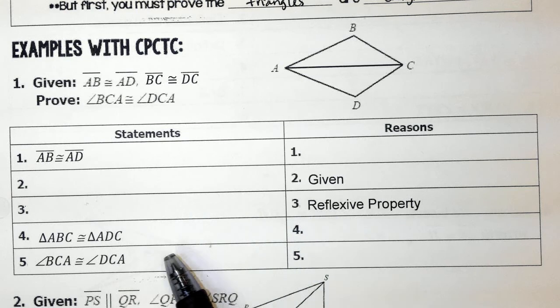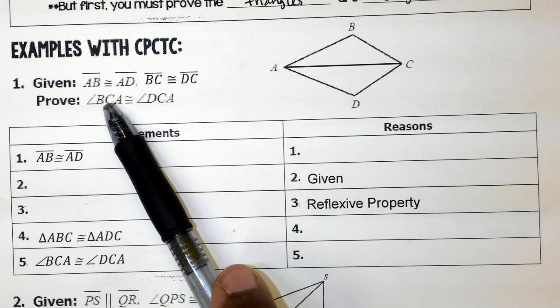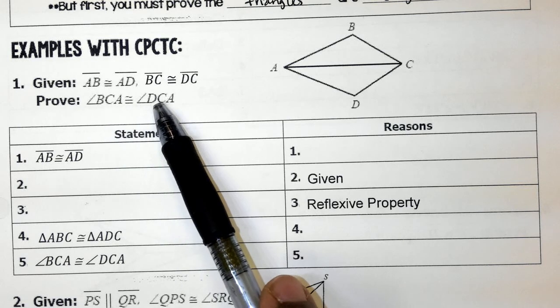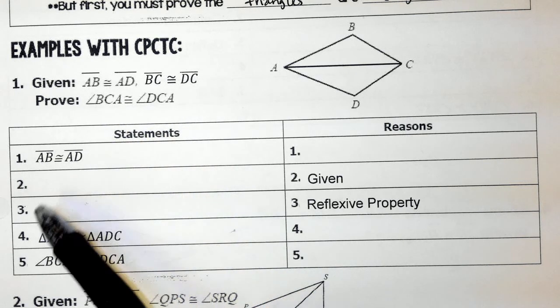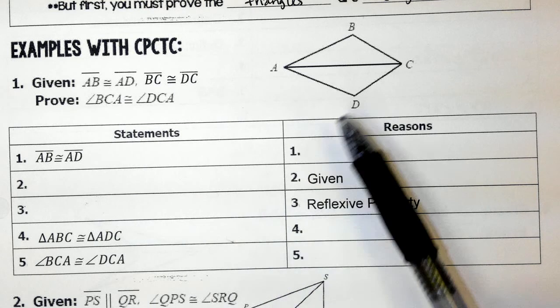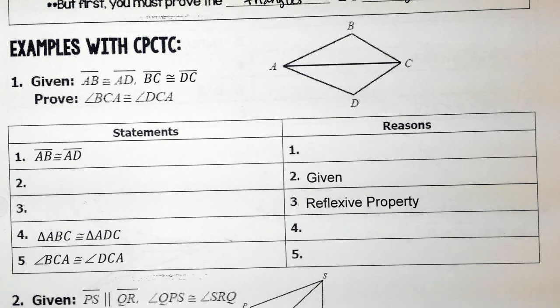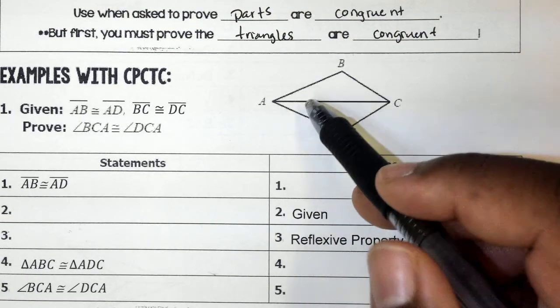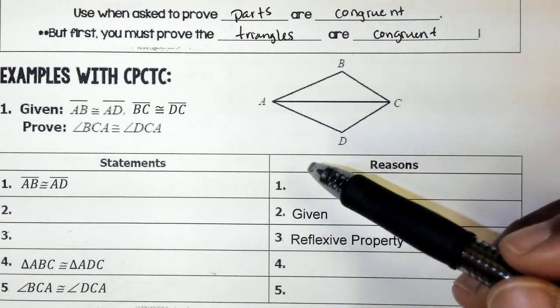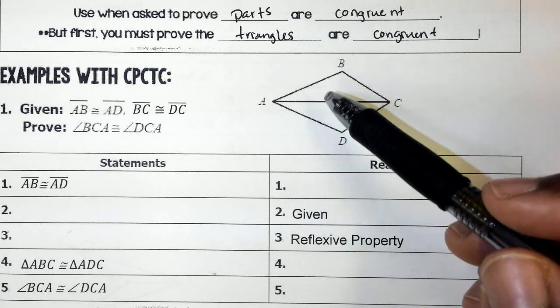But after that, once we prove the triangles congruent, we need to take the step further. They want us to prove that BCA is congruent to DCA, those two angles. If we prove the two triangles congruent, then any corresponding parts on this triangle could be congruent to each other. For example, once I prove the triangles congruent by some kind of theorem or postulate, then I can say anything else. I can say AD is congruent to, well, they already tell us that.